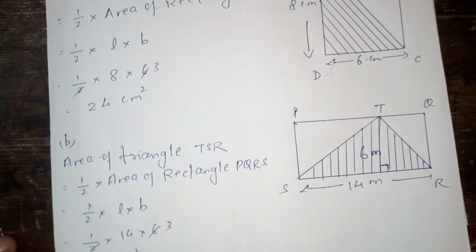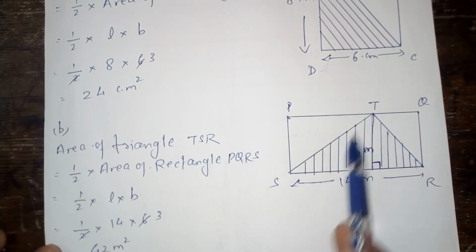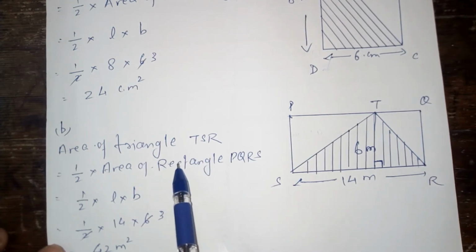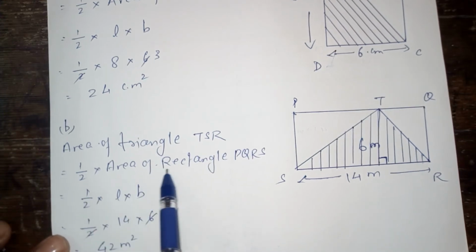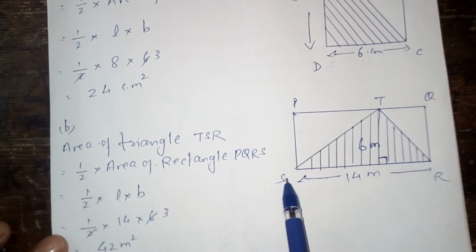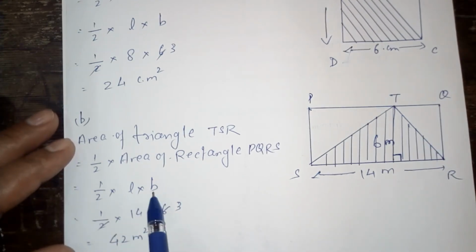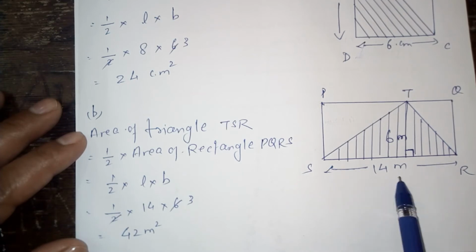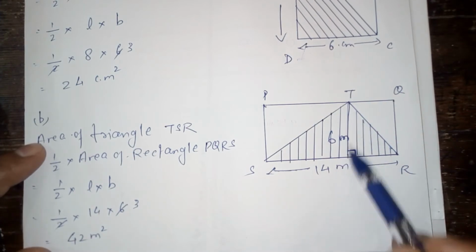Again, we will find out in the second question the area of triangle TSR. Now look here, we will apply the same procedure. Area of triangle TSR is equal to half into area of rectangle PQRS. Area of rectangle is length into breadth. So half into length into breadth. Length is 14 centimeter and this is breadth.